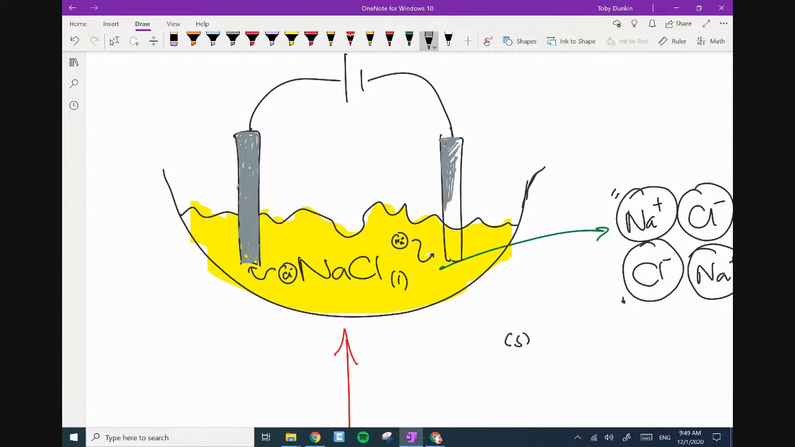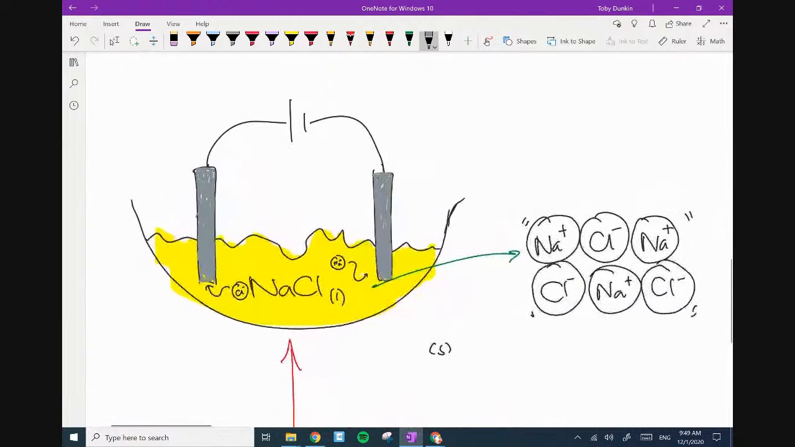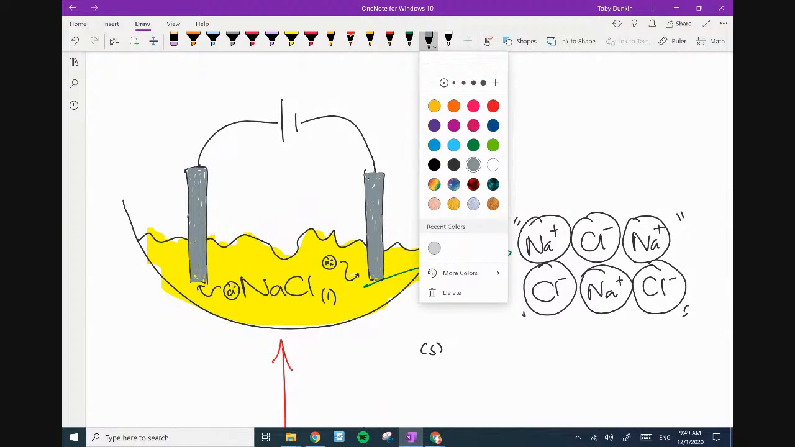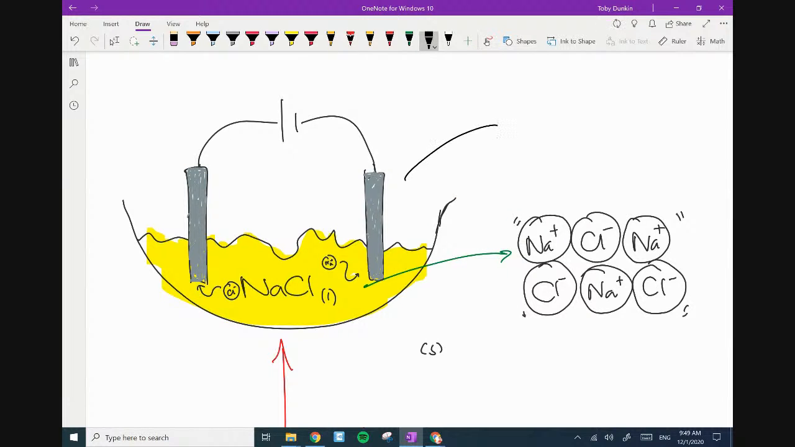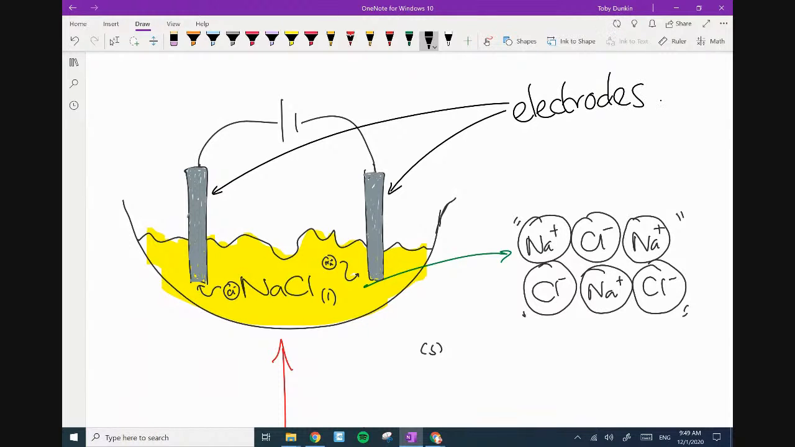So these are our electrodes. If we want to conduct electricity through something, we're going to need some properties of our electrodes. What material, on the chat, please? I'm hoping you're drawing the same image that I am. These here are called electrodes.